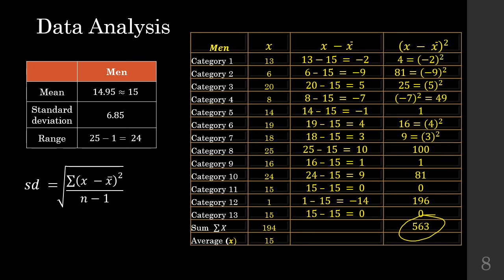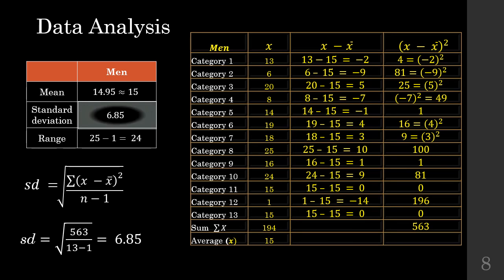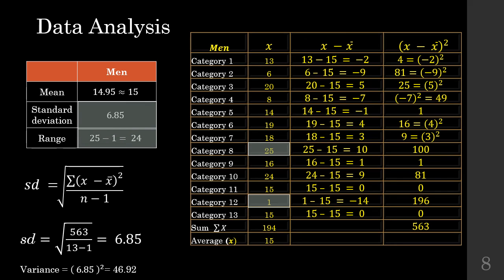So we're going to plug the sum over here. And we're still assuming that we have a sample. That's why we're dividing by n minus 1. So the standard deviation is 6.85. Now the range is simply the highest minus the lowest, and that's 24. Now the variance is the square of the standard deviation, and that's 46.92.